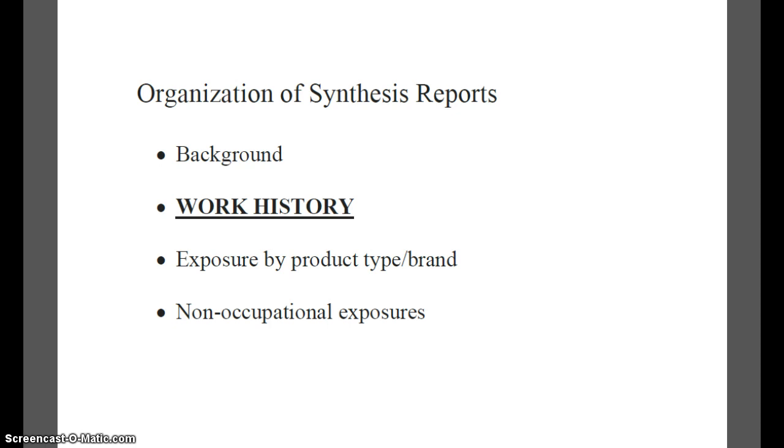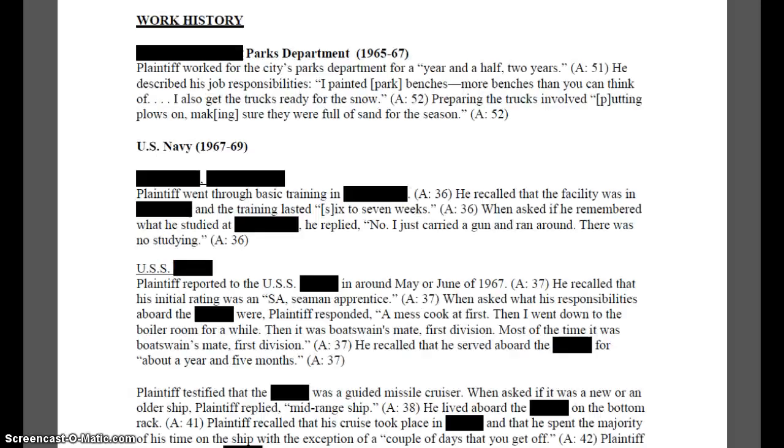Next is the work history section. In a typical deposition or series of depositions, the lead attorney asks questions about a plaintiff's entire work history by employer and worksite. As noted earlier, we capture the level of detail preferred by each expert, but generally, we capture the work locations, dates of employment, facility description, and job descriptions for each worksite.